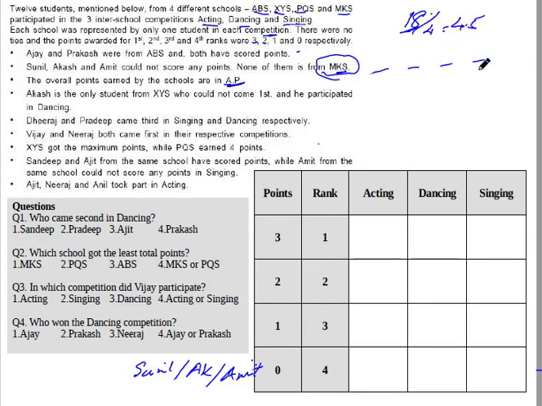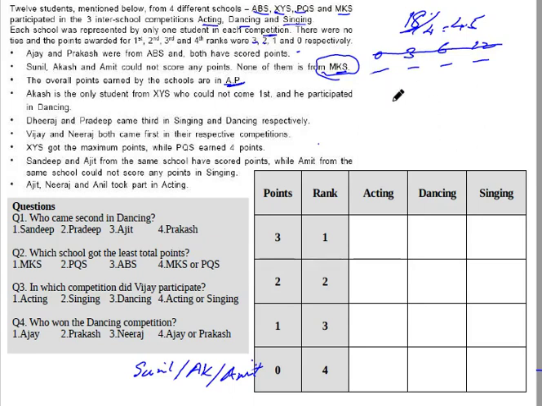4.5. So one way to do it is 0, 3, 6, 9. Now, but this is not possible because the maximum any school can get is 3 into 3, that is 9. So this scenario is not possible.